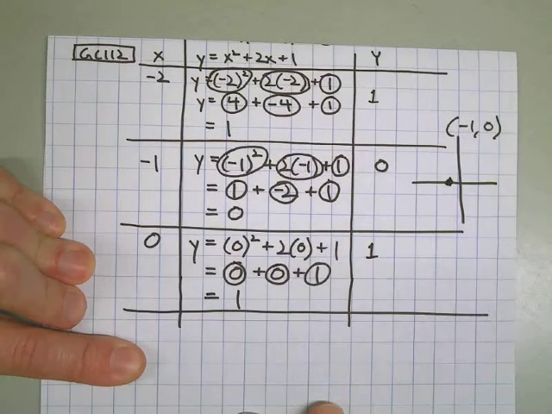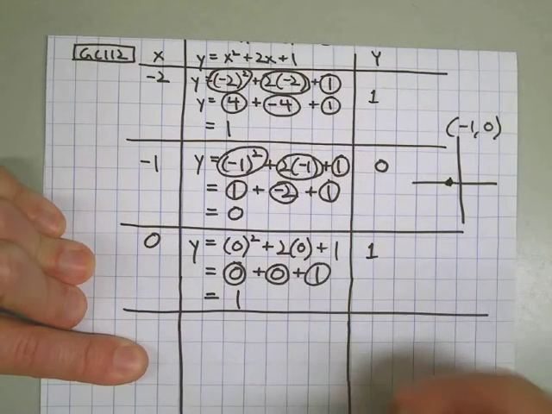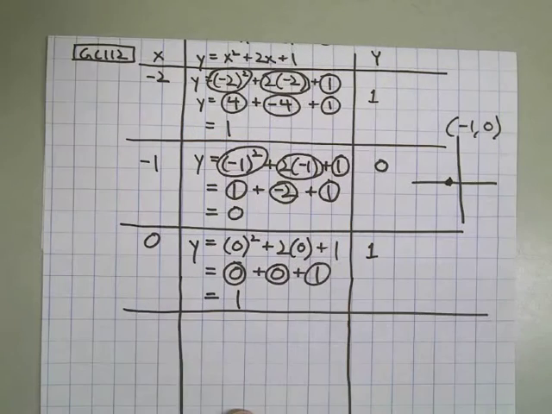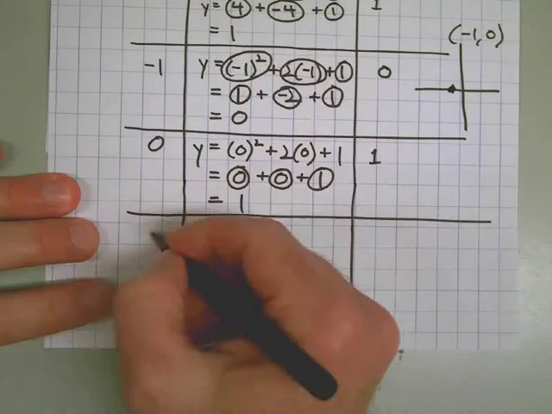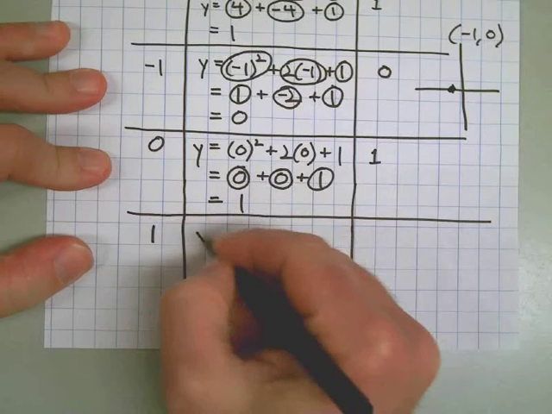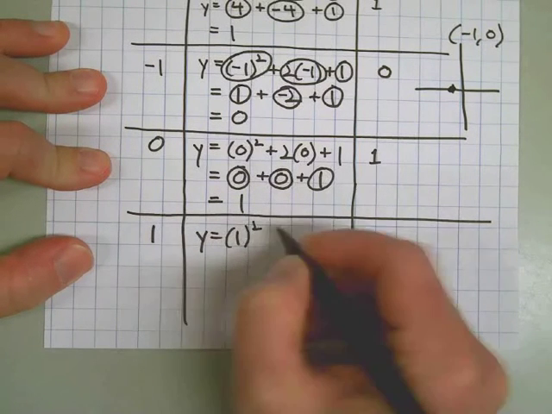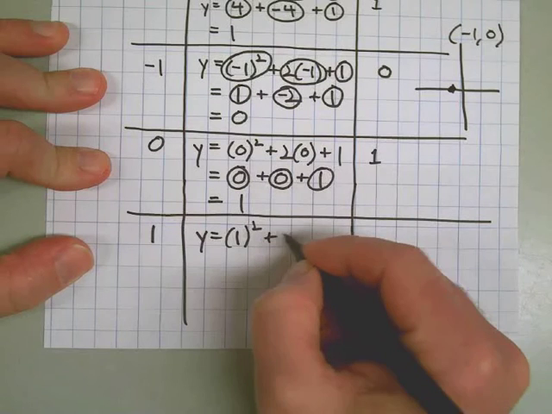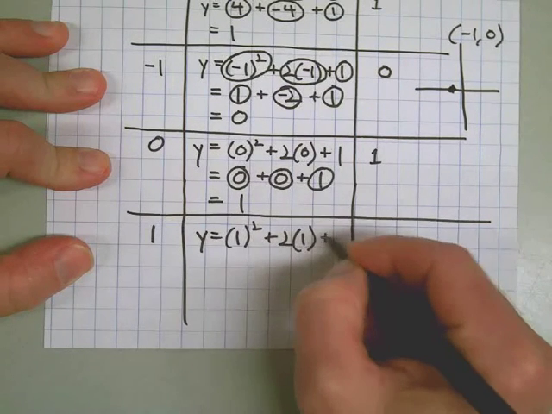There we go. How about one more example? Does that sound like fun? It does to me, because once I do an example and I repeat it a couple times with something else, I notice that it gets easier and easier every time. So we have one more example, and I have room on my page to fit that in. y equals, this time it's 1 squared, because that's where the x was, plus 2 times x. x is 1 now, and the 1 is a constant.